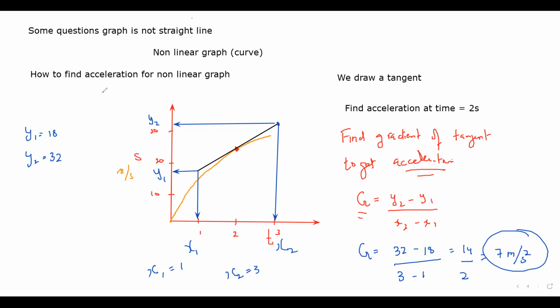Is the concept clear? Whenever you have a non-linear graph, first you have to draw a tangent. And after drawing a tangent, the length of the tangent, the length which I drew here, can be any number. It's up to you. But if you draw a longer tangent, you will get a more accurate answer as compared to a shorter tangent.